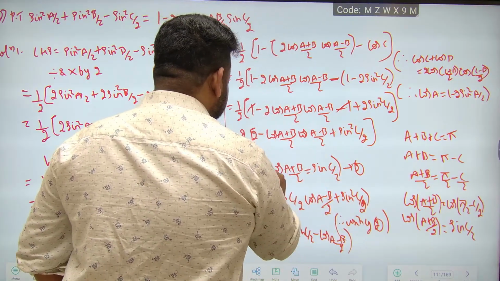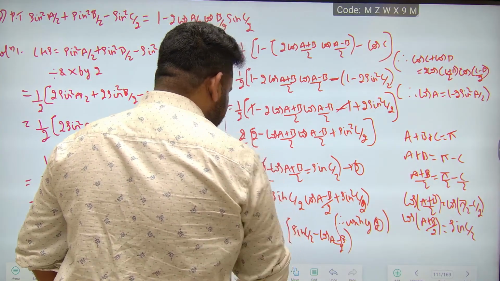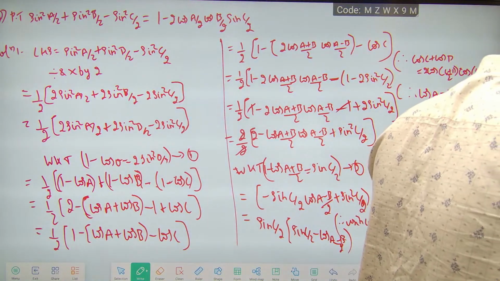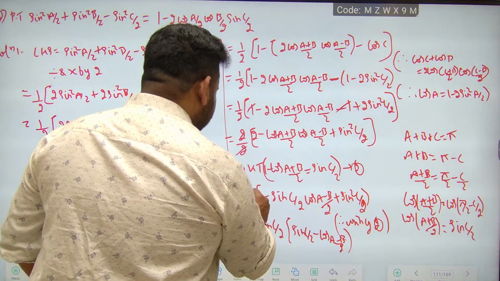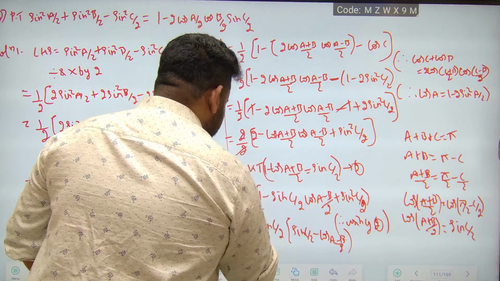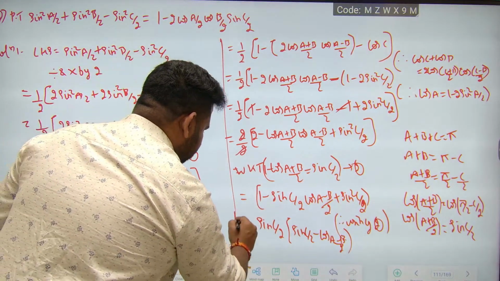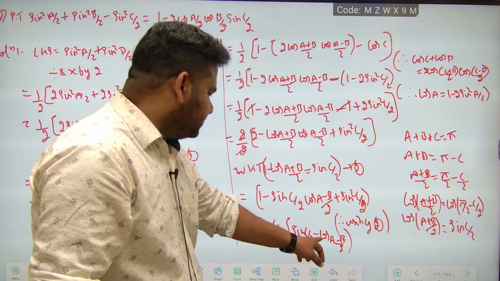So if I take 2 common, this will be 1 minus, observe carefully, this will be 2 minus. If I take 2 outside, this will be 1 minus, and here also it will be 1 minus. Focus here, this will be left out. So sin C by 2 minus cos of (A minus B) by 2.